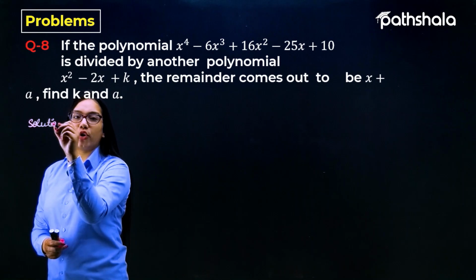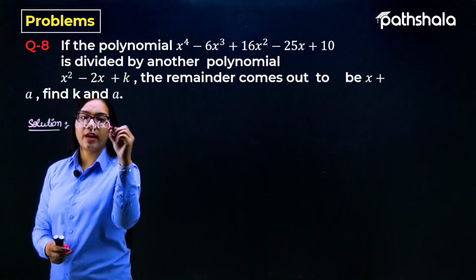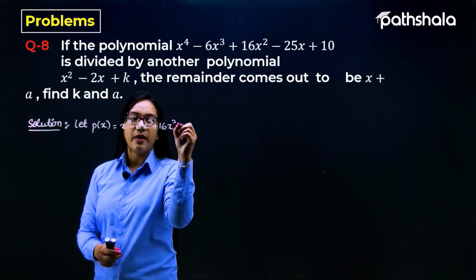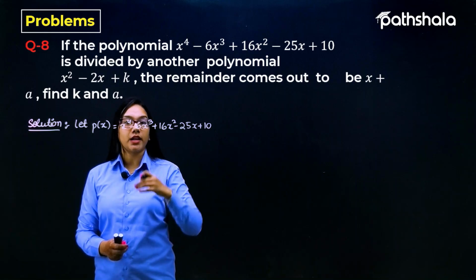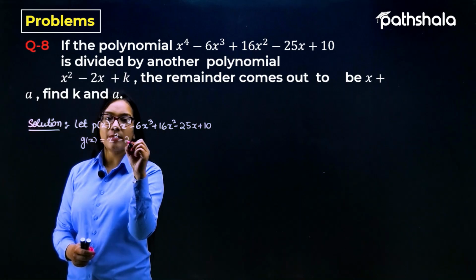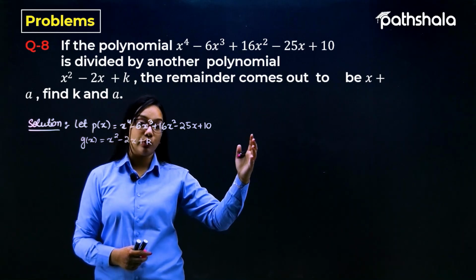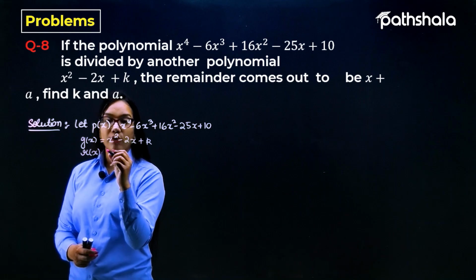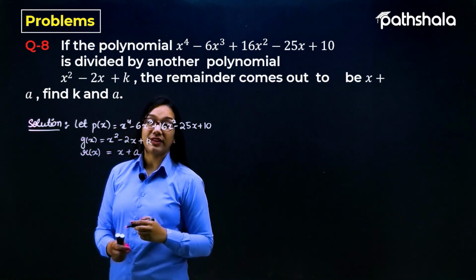First of all, let us suppose we are taking the polynomial as p of x. So let p of x be x raised to the power 4 minus 6x cube plus 16x square minus 25x plus 10. It says when it is divided by another polynomial, let us suppose we are taking that polynomial as g of x, which is x square minus 2x plus k. It says the remainder comes out to be x plus a. So the remainder is of the type, let us suppose r of x, which is equal to x plus a. We have to find the value of k and a.